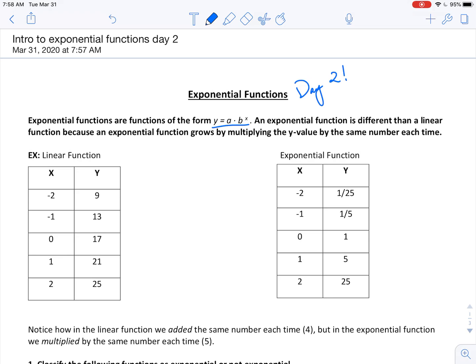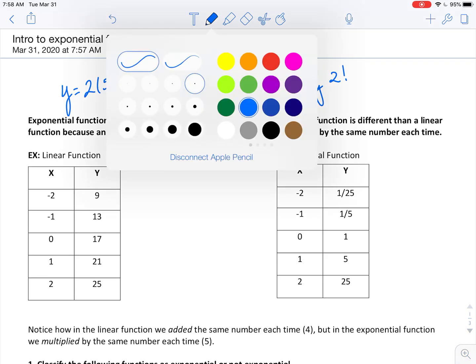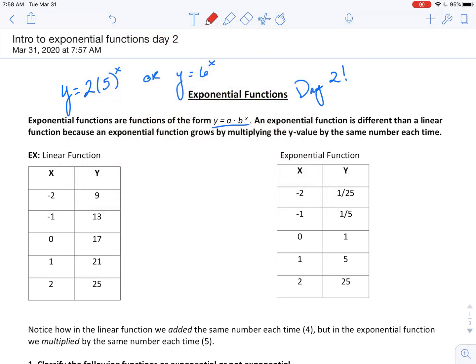And again, an exponential function is just any equation of the form y equals a times b to the x. You could have 2 times 5 to the x, or y equals 6 to the x. The important thing here is that you've got an x in the exponent. That's really what makes it an exponential function.